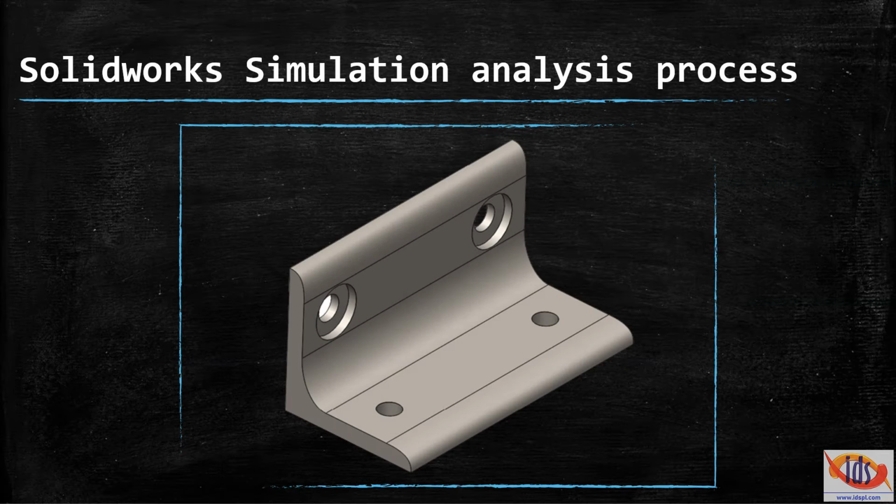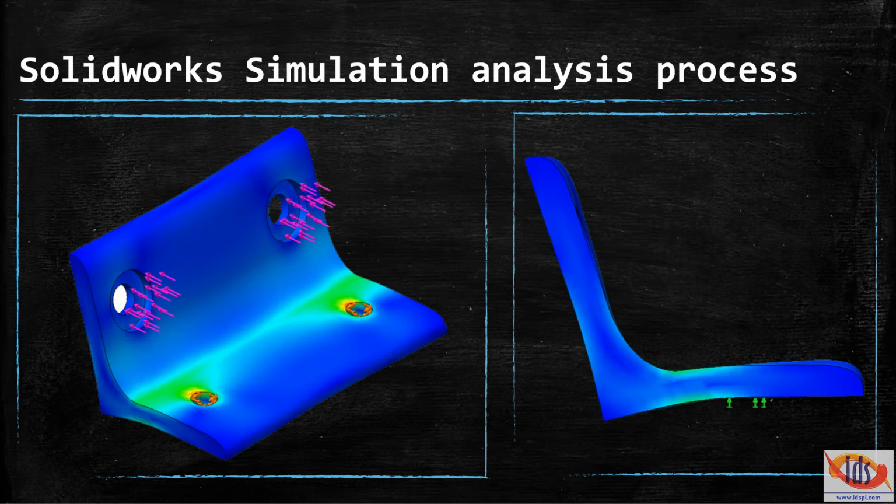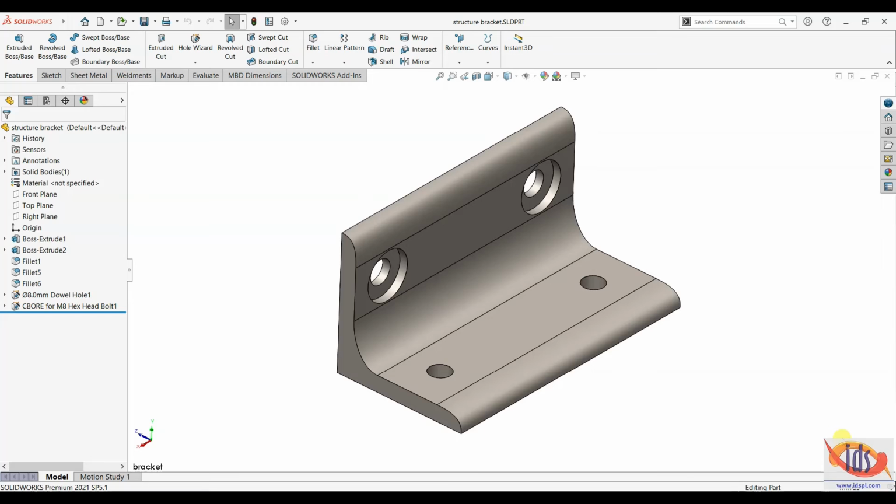In this lesson, I'll fix the 2 bolt holes of this bracket in place and apply a 500 Newton force on each counterbore face. Using simulation tools, I'll find points with the highest stress along with the maximum displacement for the part. The bracket shown here will be used to run the simulation study, which will give us the stresses and displacements that result from the forces and fixtures applied to it.